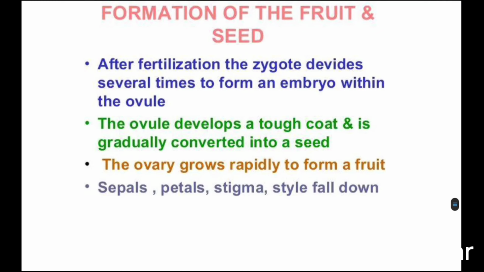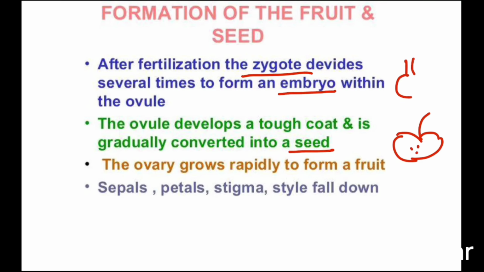So you can see that after fertilization, the zygote divides continuously, that means several times. The zygote will be converted into the embryo within the ovule. This ovule later develops a coat, which is actually called the seed coat, and it will gradually be converted into the seed. And I already told you, take an apple. Inside the apple the seeds will be there. So here also, if this is the ovary part, inside the ovary there will be ovule. The ovule will be converted into the seed part, and the outer portion, that's actually the ovary, will be converted into the fruit part, right? That you can easily understand.